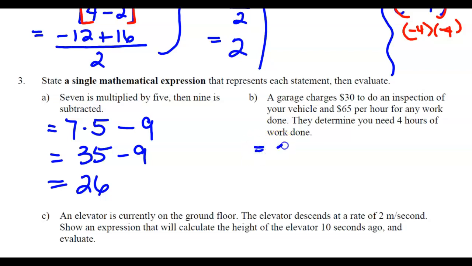So, it's going to be $30 no matter what. Then plus, because they never take off money when you get your car done, they're adding $65 per hour times 4 hours. Okay, so you've got to do that multiplication first.